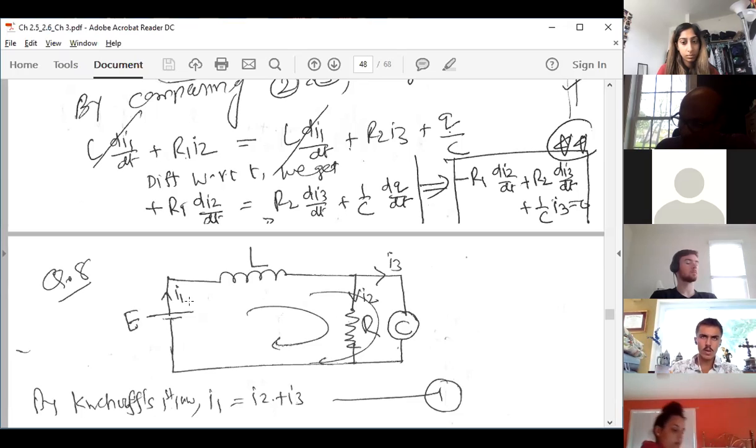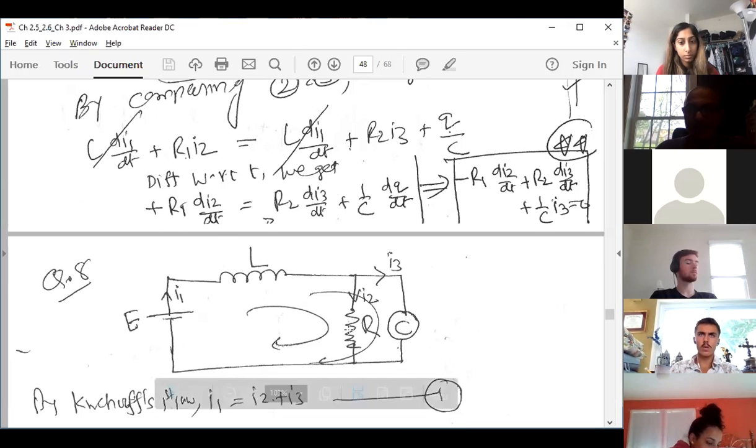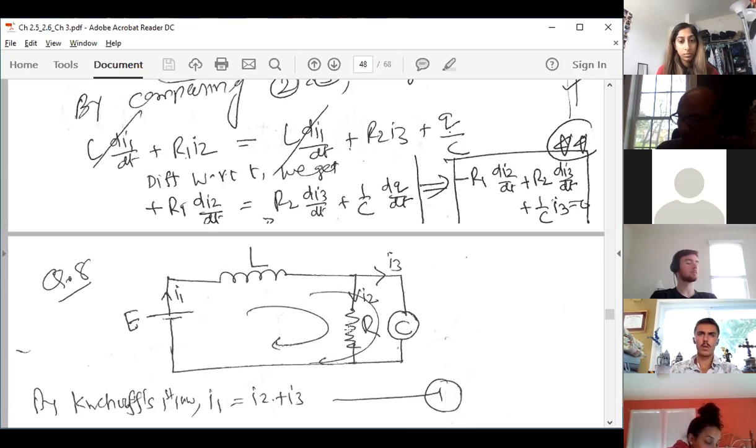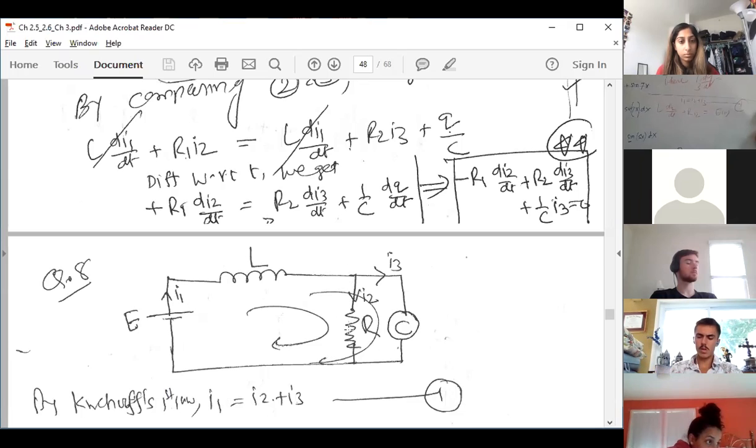Agree? So I'm going to get L times di1 by dt. First of all, I1 equal to I2 plus I3, my first equation. Second equation, L into di1 by dt, then it goes over here to the resistance, plus R I2 equal to E or E of t. So my first loop will give us this equation.